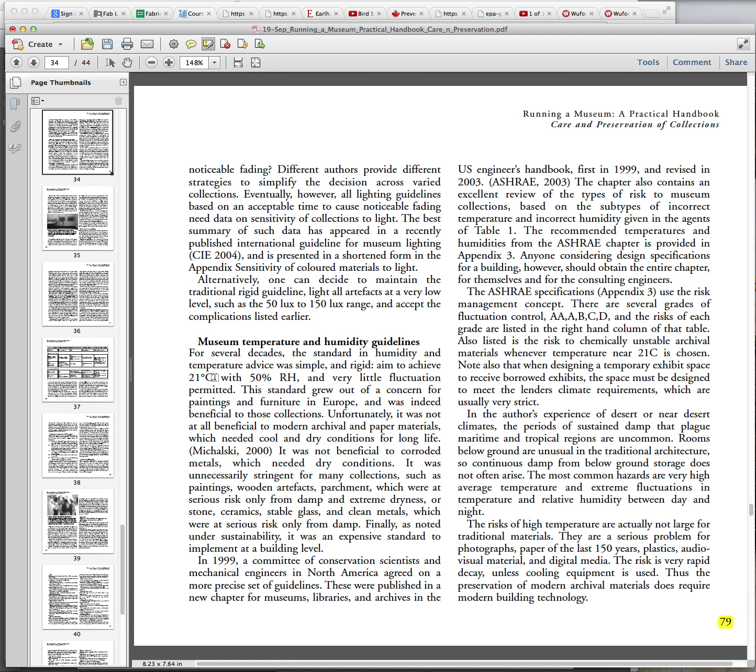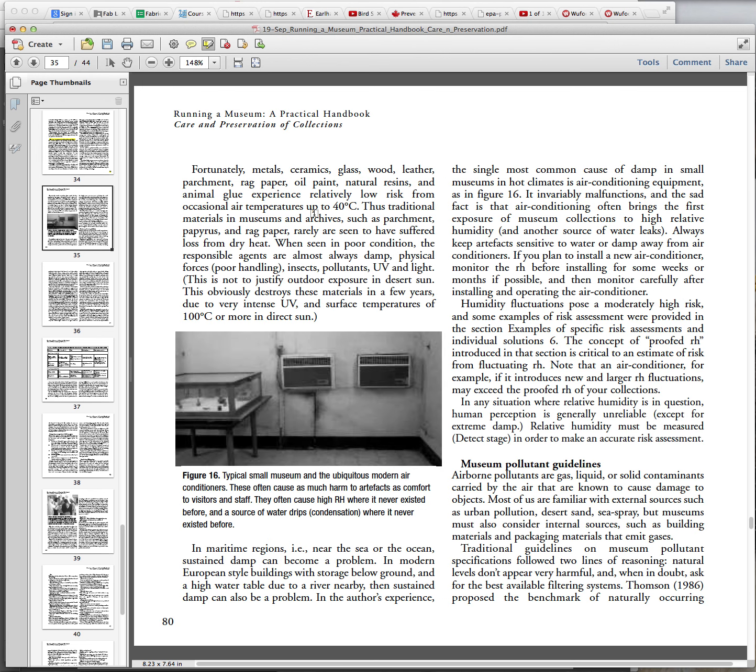In this section, this is going to give you the history of the guidelines and the context for new ideas in temperature and humidity. I want you to also look for the most likely responsible agents of deterioration for artifacts that are found in poor condition. Somewhere over here.